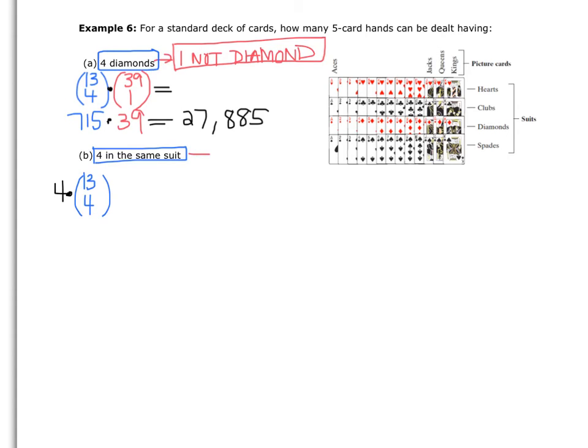Finally, we have to take into account, again, we have 5 cards in our hand, so we have 1 card that's not in that same suit. So again, we say to ourselves, okay, we're choosing 1 card. How many cards would not be in that same suit? And again, here we would have 39 that are not in that same suit. So we would do 4 times 13 choose 4 times 39 choose 1. That would be 111,540.